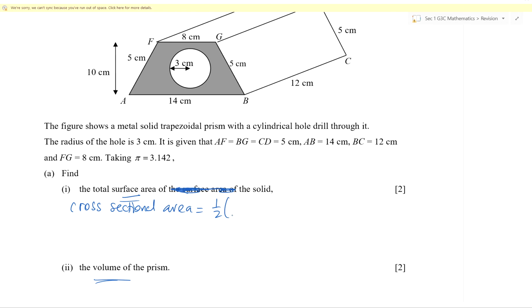For the area of the trapezium, (14 plus 8). So it is known as the sum of parallel sides multiplied by how much? 10.